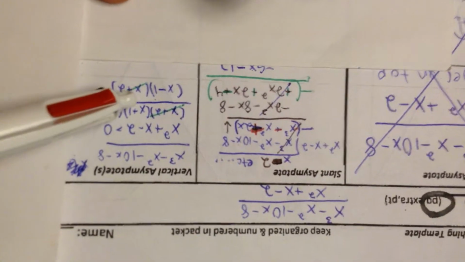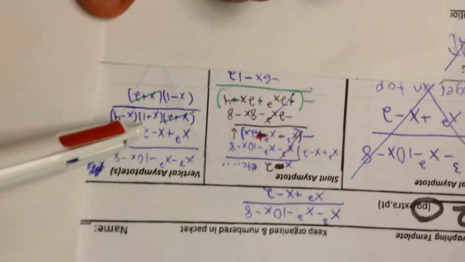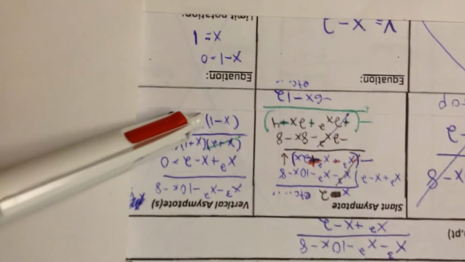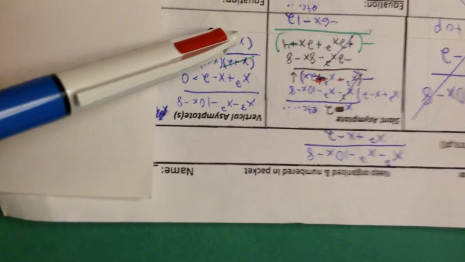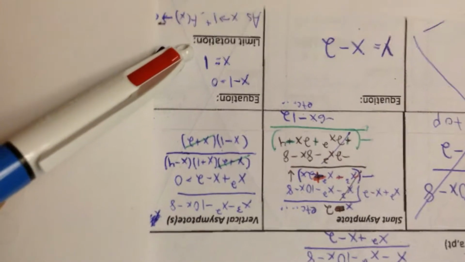Once you do that, you look to cancel anything else. In this case, we have x plus 2, which cancels out, and so we're left with x plus 1 and x minus 4 on top and x minus 1 on the bottom. So we only look at the bottom to find our equation. So x minus 1 equals 0. Our vertical asymptote would be at x equals 1.